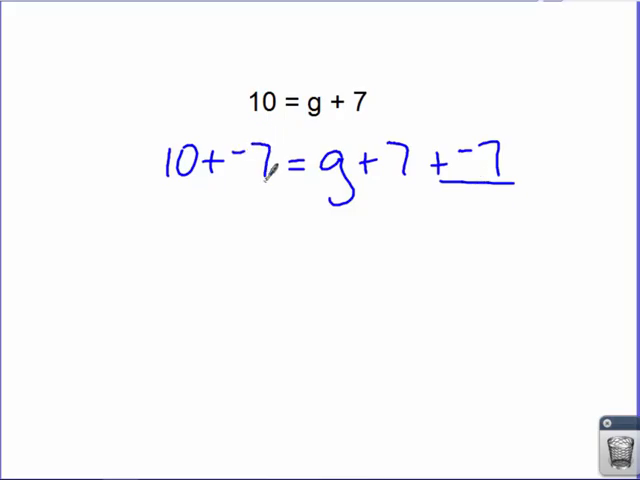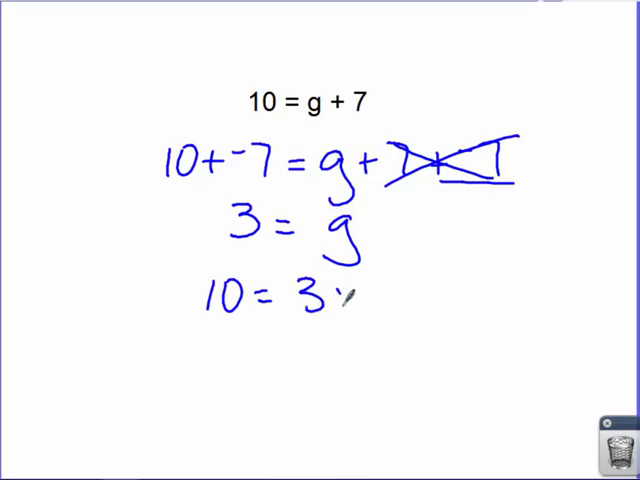Now we just do the math. On the left, 10 plus negative 7 gives me 3. Equals on the right, well, my 7's go away, and I'm left with just plain old G. So 3 equals G, or G equals 3. Now again, you take that 3, you plug it back in.